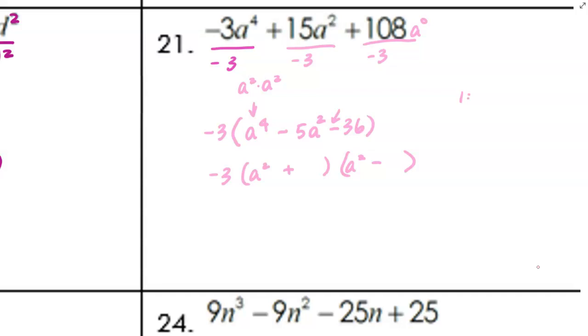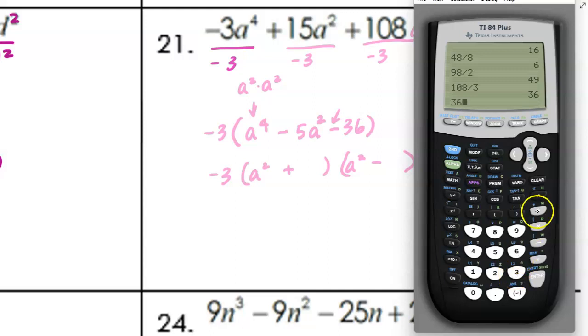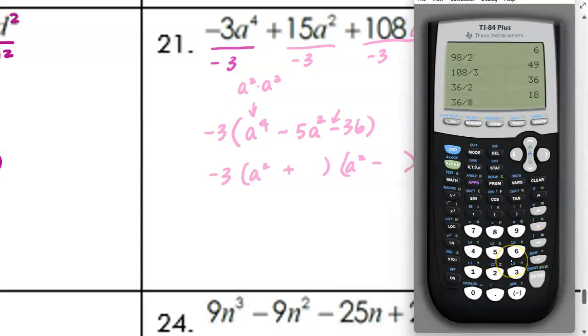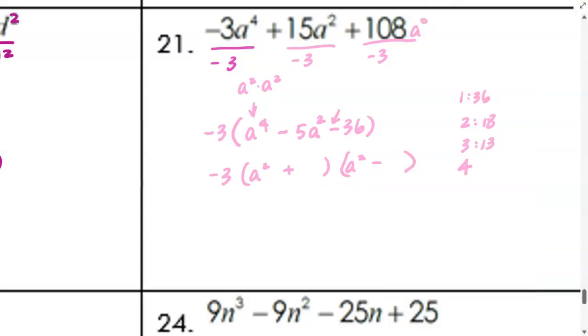So 1 and 36, nope. 2 and 36 divided by 2, 18, nope. 3 and 12, nope. 36 divided by 4, does 4 work? Yeah, 4 and 9. Yeah, that works. Now, where does the 9 go? After the negative, the 4 goes here. So when you take a look, okay, that's a good factor.